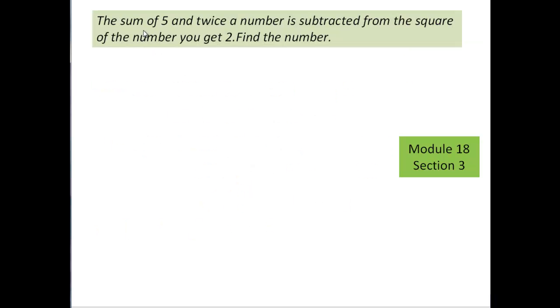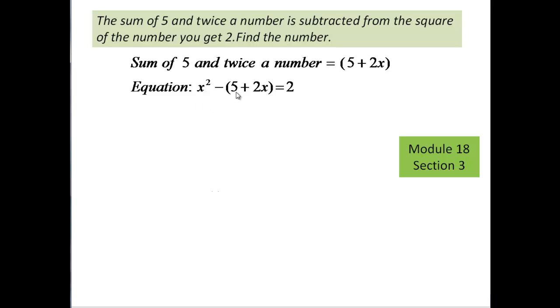Okay, the sum of 5 and twice a number, so it's 5 plus 2x, is subtracted from the square of a number. My 5 plus 2x is the sum of 5 and twice a number. I put that in parentheses. I'm subtracting it from, so it's going to be minus, subtracted from the square of a number is 2.